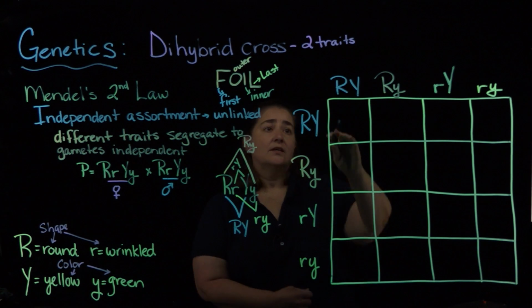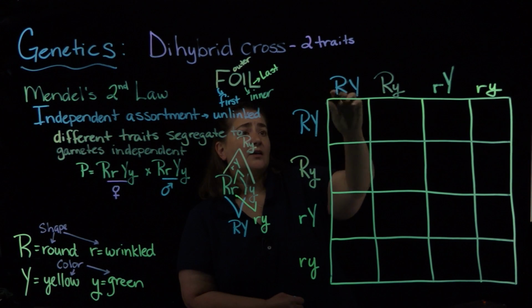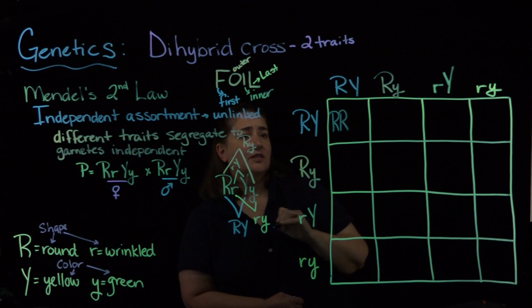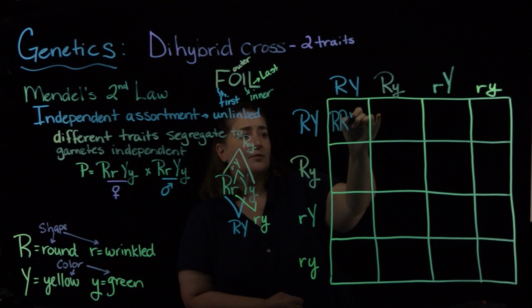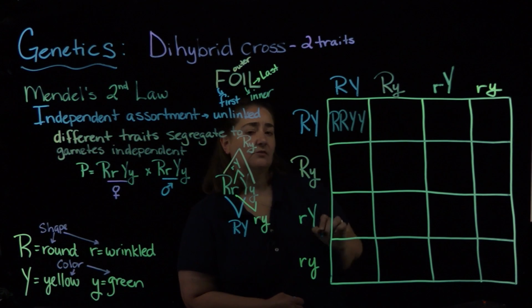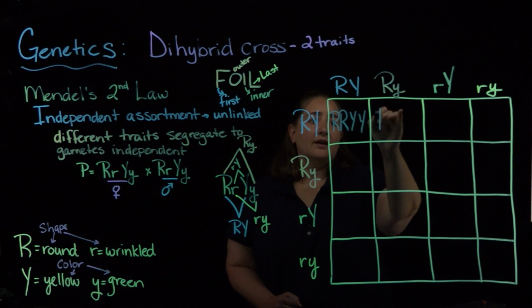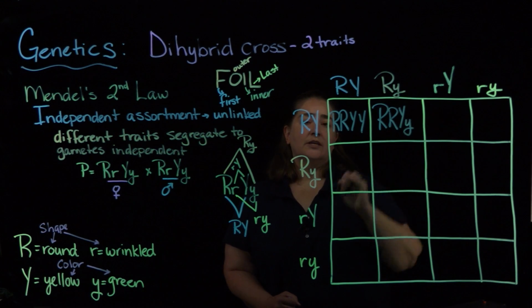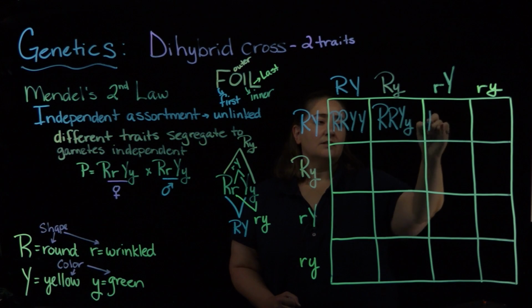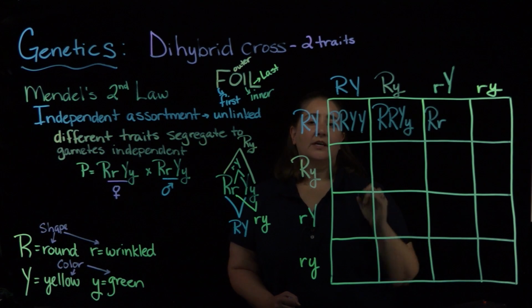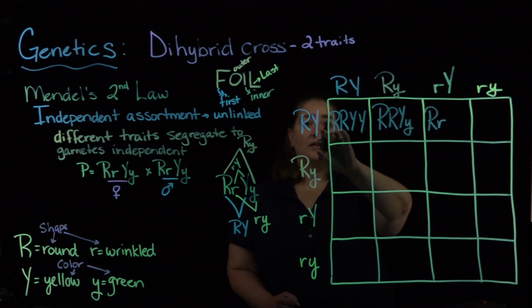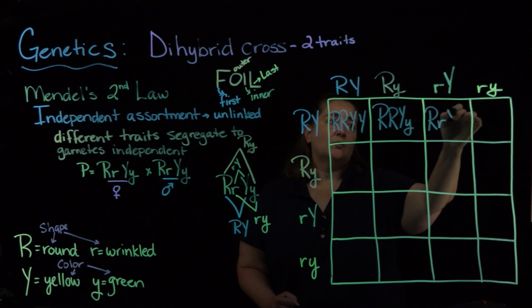Okay. So in this case, with our first box, we've got two capital R's. You want to keep the R's together. We've got two capital Y's. Okay. And if we go down our boxes, capital R, capital R, capital Y, lowercase y. This now we've got capital R, lowercase r. Recessive trait always comes second. Okay. Capital Y, capital Y.